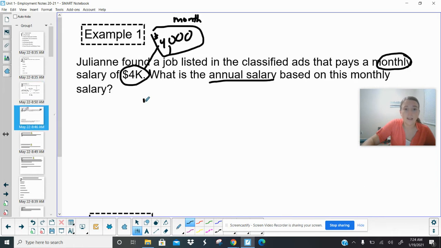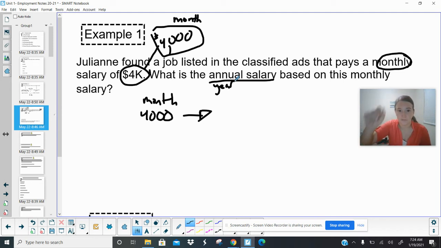So we are given a month of 4,000. Every month she gets 4,000. What we are going to is annual. Now, if you don't know this, annual means the exact same thing as a year. That means 1 year. Anytime you see annual, that's a year. So we are going to a year. So I'm going from a month to a year. What do you think we should do?